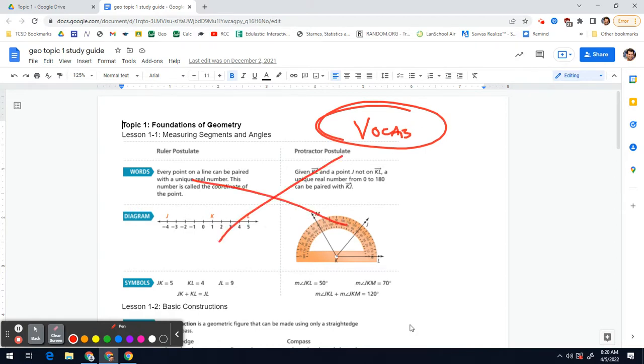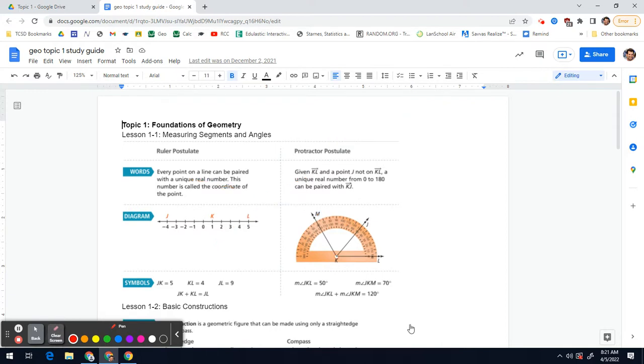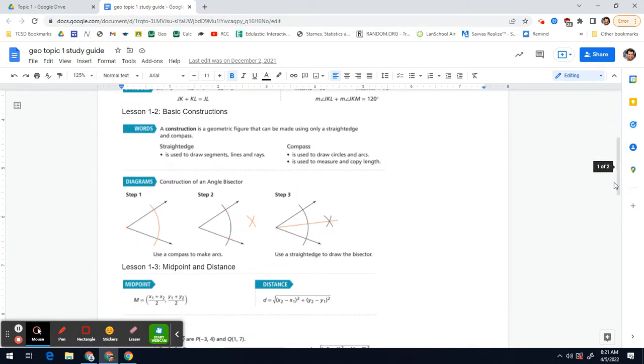You don't have to worry about this section necessarily, be it specifically on the state test. But again, all the vocab from it, segments, angles, all that naming stuff, you have to know that stuff, right? The basic building blocks from geometry. Okay, 1-2 on constructions. Yes, there will be at least 1 or 2 construction questions on there.